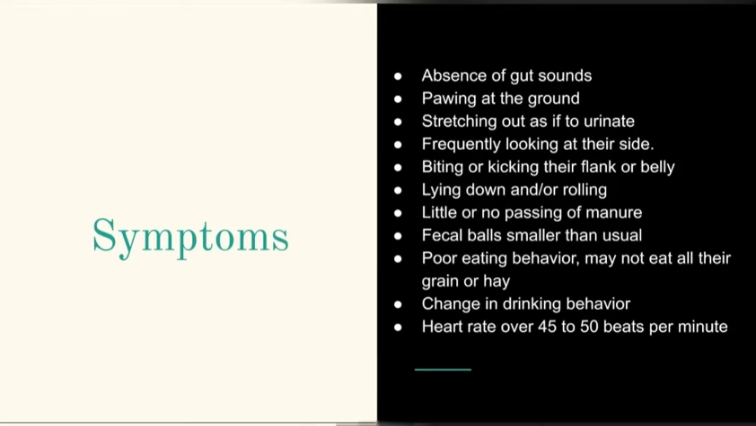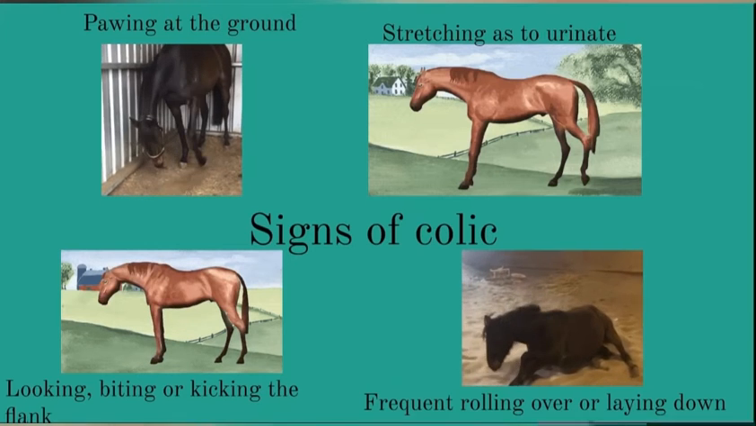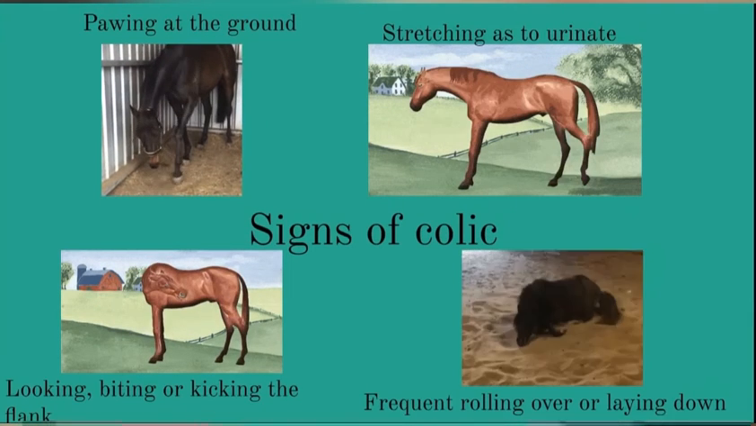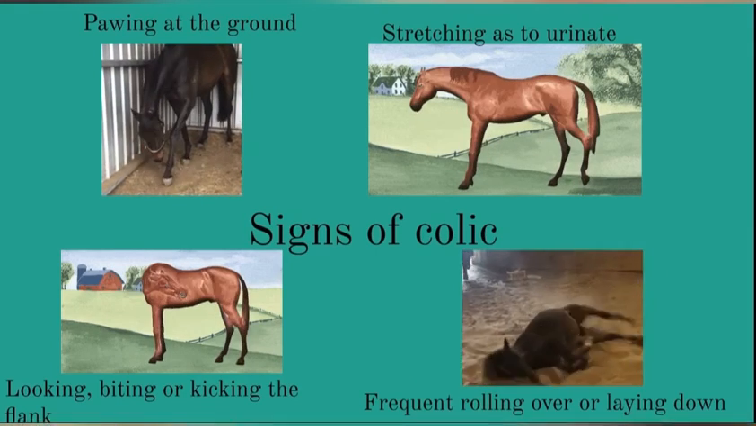These are some of the following symptoms of colic: an absence of gut sounds, pawing at the ground, stretching as if to urinate, frequently looking at their side, biting or kicking their flank or belly, laying down or rolling, little to no passing of manure, fecal balls smaller than usual, poor eating behavior, change in drinking behavior, or the heart rate being over 45 to 50 beats per minute. These are the more visible signs of colic, just to give you a more visible example.